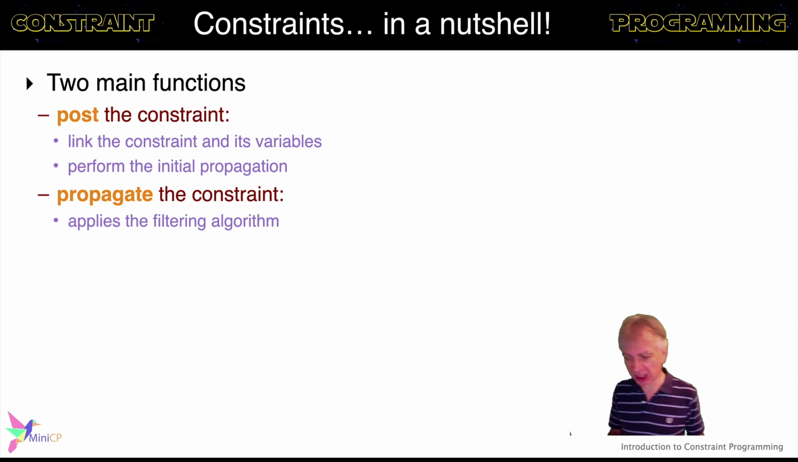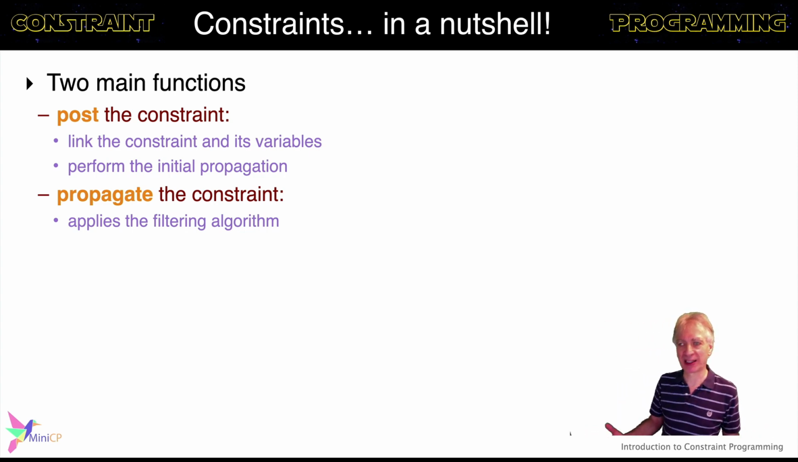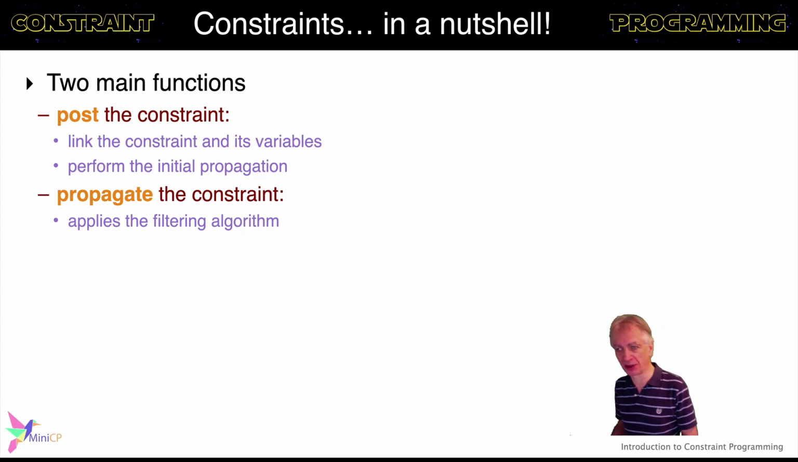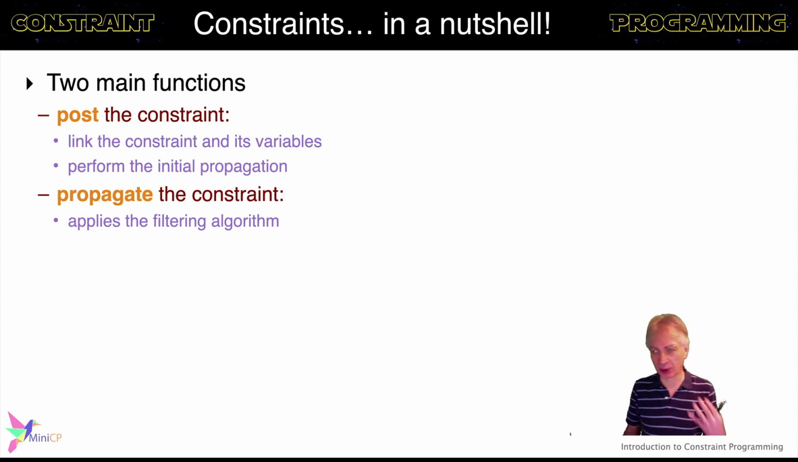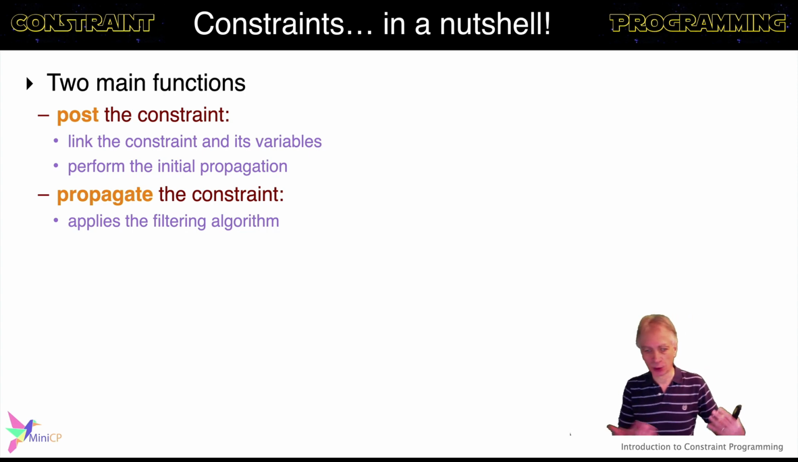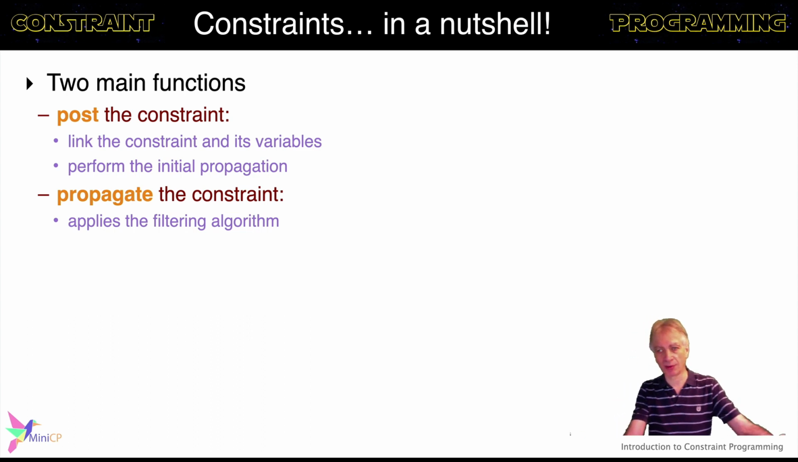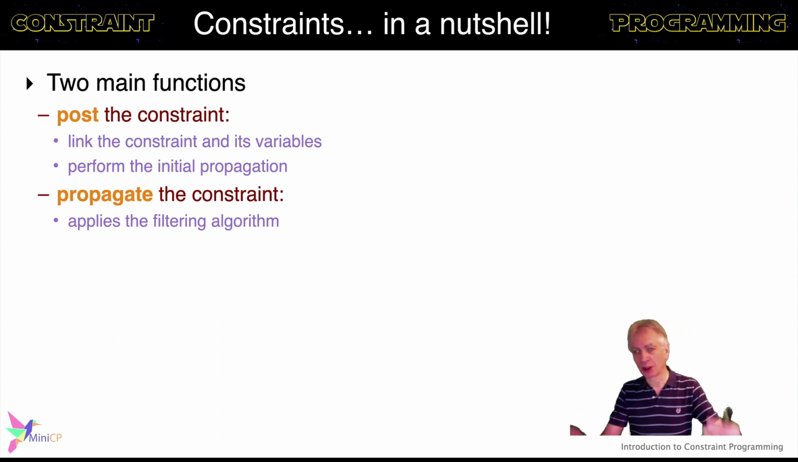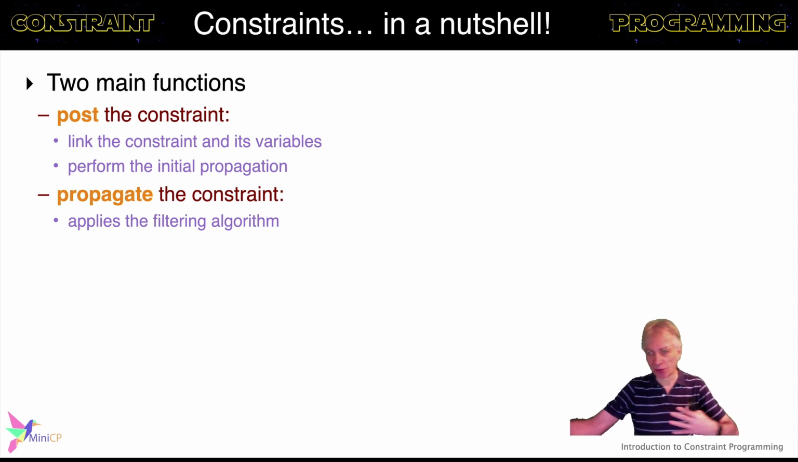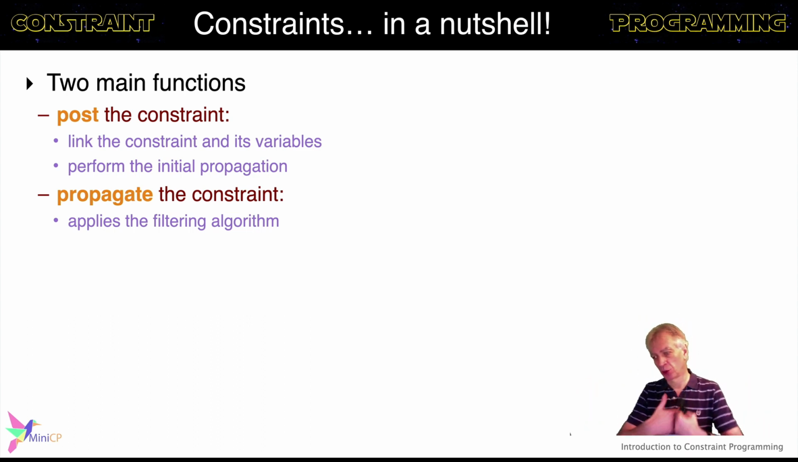So the constraints have to implement two methods when you want to define a new constraint in the constraint programming system. You have to have a post method and you have to have a propagate method. The post method is really saying, hey, you are adding the constraint to the constraint solver, and now you have to do the initial propagation and you have to link the variables and the constraints. That's what it does. And the propagate method is just doing the propagation, applying the filtering algorithm.